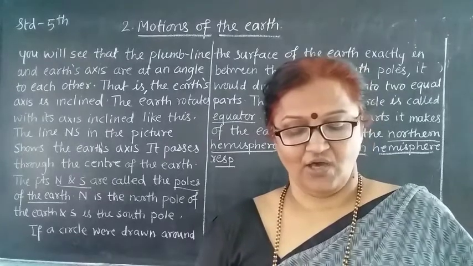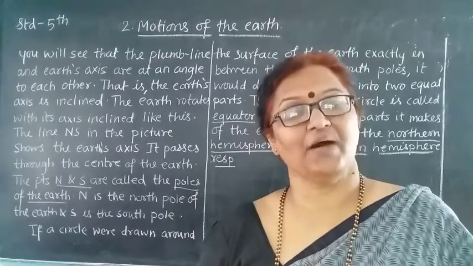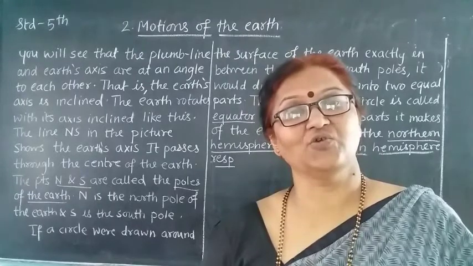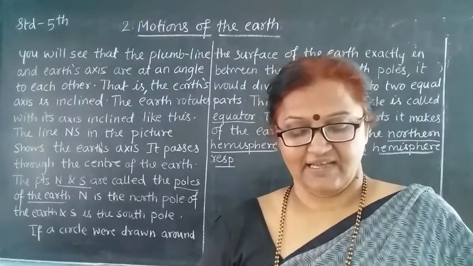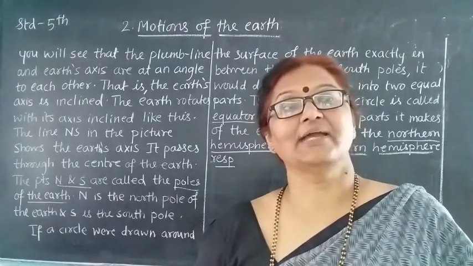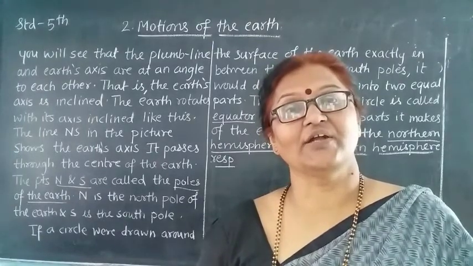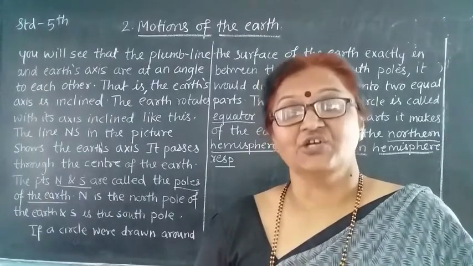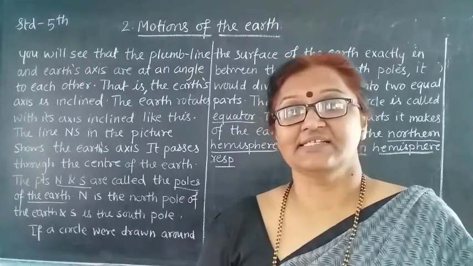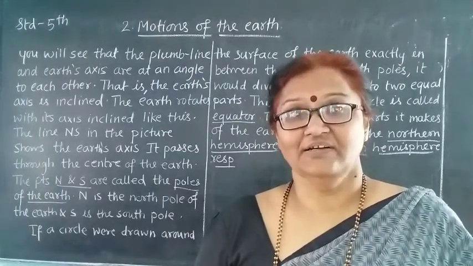Then see, for the purpose of measuring time, we divide the whole day into 24 parts. Out of that, 12 parts are of day and 12 parts are of night. That means a day makes 24 hours. In a day there are 24 hours, of which 12 are of day and 12 are of night. Then see, these are the parts of the day.